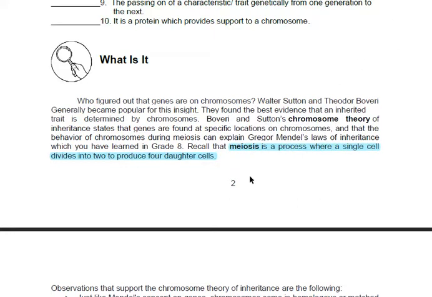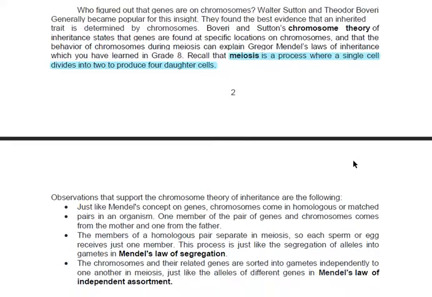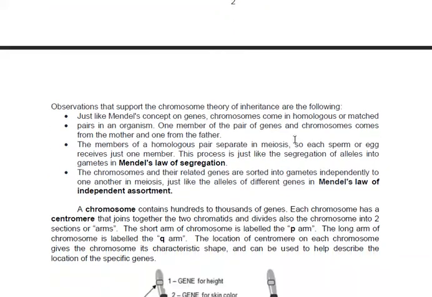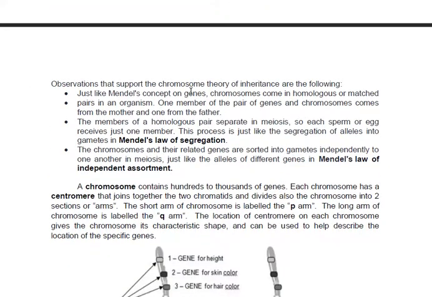Okay? In the other process, I think you remember it's called mitosis. No? That one, it duplicates, no? Not really duplicates. One cell will give off two identical cells. Okay? So that also happens within our body. Okay. Continue reading observations that support the chromosome theory of inheritance.